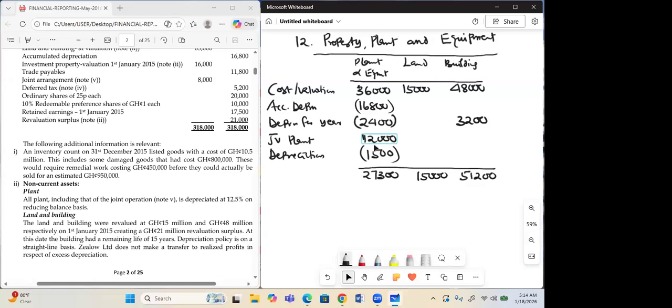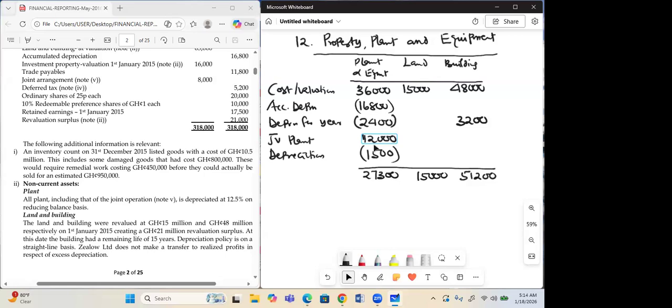So plus 15,000 plus 51,200. I'm getting 93,500. What have I left out? Please check our figures again. If we've left something out there, please say, plant and equipment.